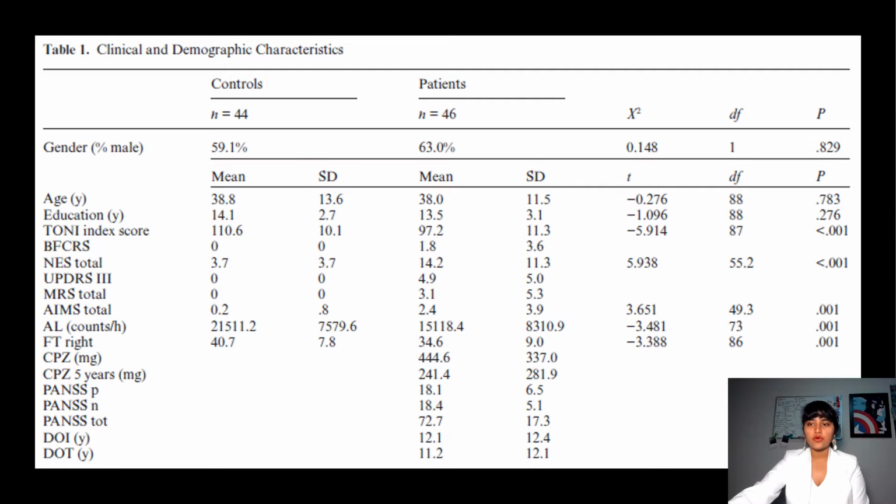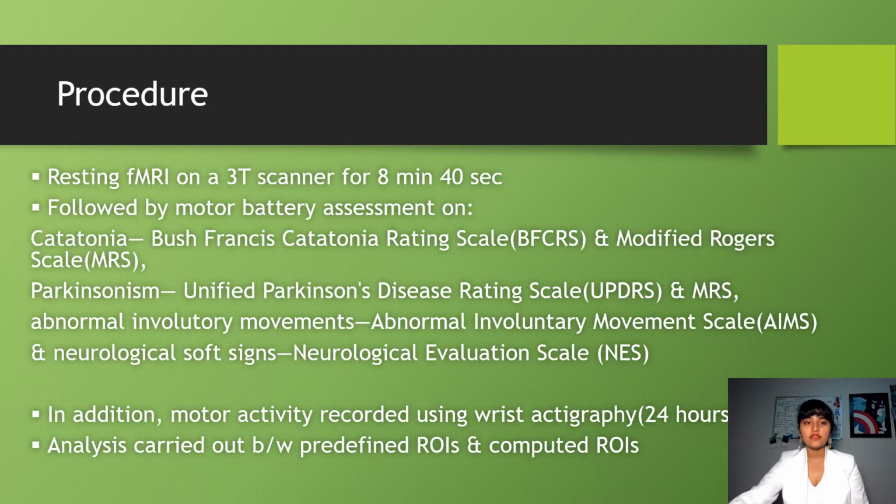activity or a task. Researchers performed resting fMRI on a 3T scanner for 8 minutes 40 seconds, followed by motor battery assessment on catatonia using BFCRS, Parkinsonism using UPDRS and MRS, which is the modified Rogers scale, as you can see here. Abnormal involuntary movements were determined using the abnormal involuntary movement scale, AIMS, and neurological soft signs were calculated using the neurological evaluation scale. In addition to all this, motor activity was recorded using wrist actigraphy, which was put on the patients and controls for 24 hours. Analysis was carried out between predefined ROIs and computed ROIs.